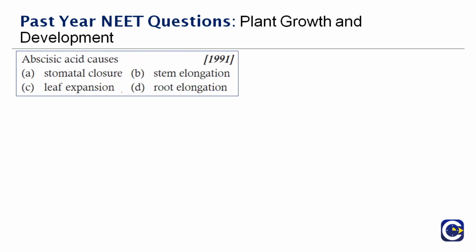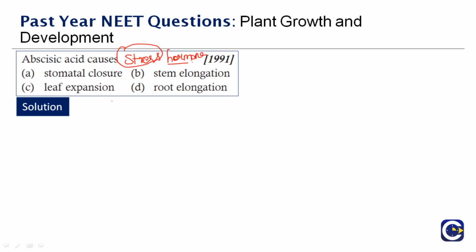Okay, abscisic acid causes dash. Again, this is an easy question for you. And we also know that abscisic acid is also called a stress hormone, right? What happens during an adverse or unfavorable condition? The plant might face low water content or low mineral content, something where the plant is not happy. During that condition, it becomes a stress for the plant to withstand.